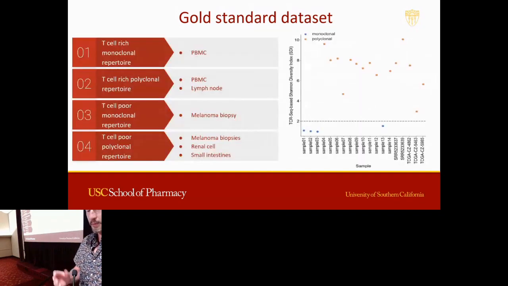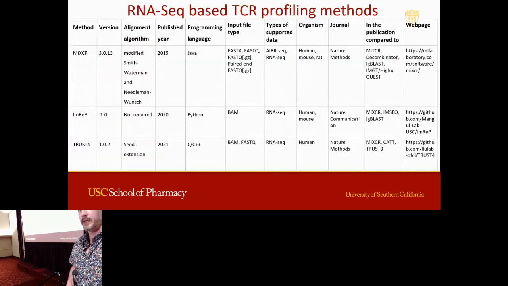So this is how we summarize that. We have two criteria: is the tissue poor or rich, and is it monoclonal or polyclonal? And we have more or less a combination of all of those parameters. In terms of the tools, we are aware of three tools developed so far. One of them is our tool called IMRAP, which we developed a while ago, and there are two others, MiXCR and TRUST4.